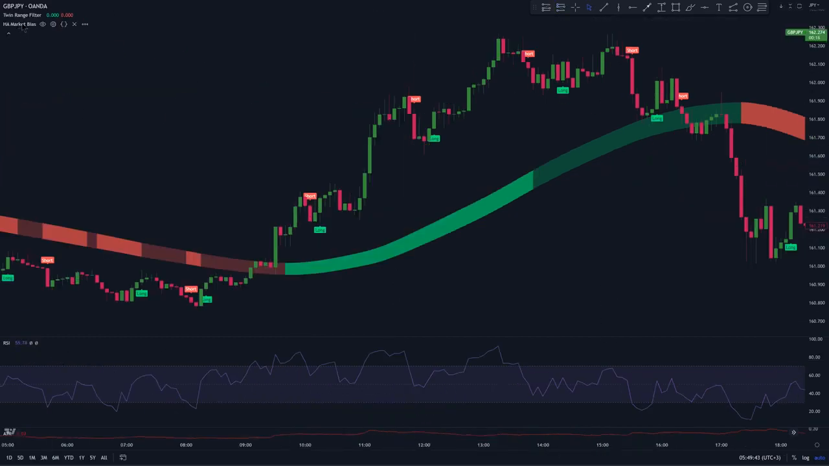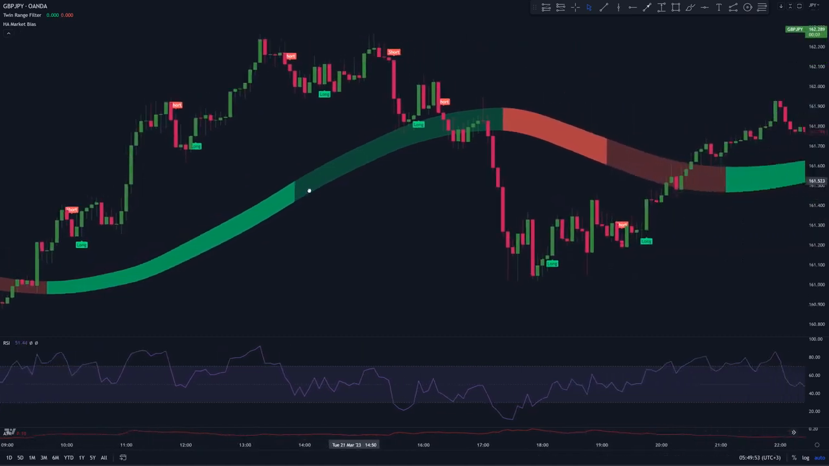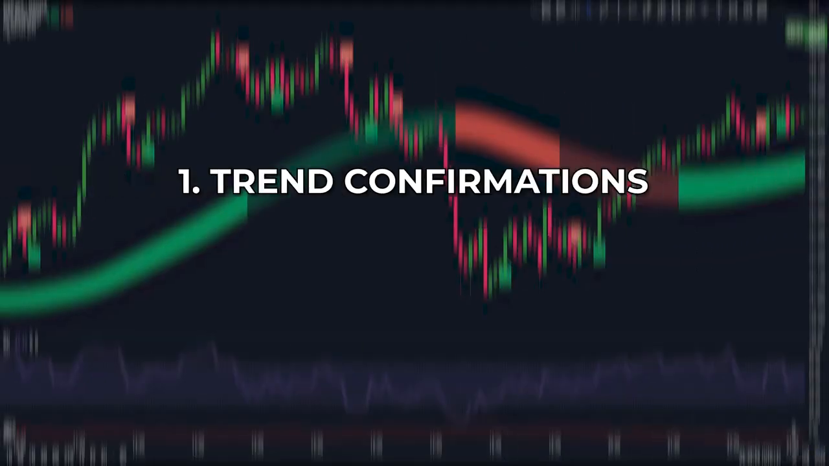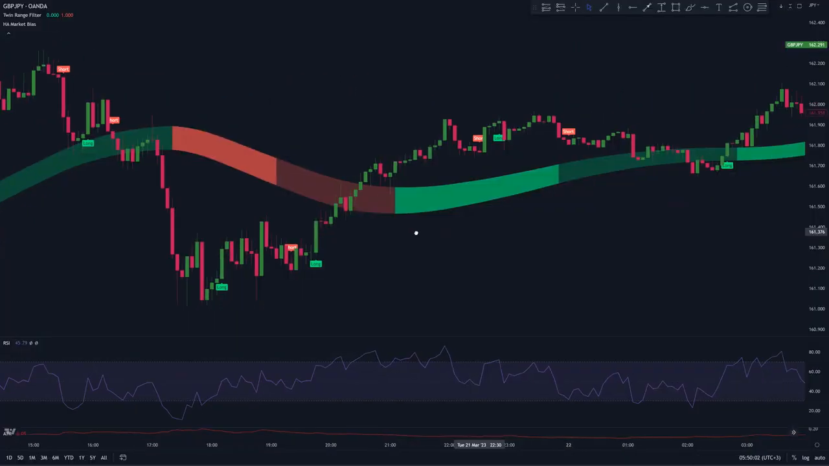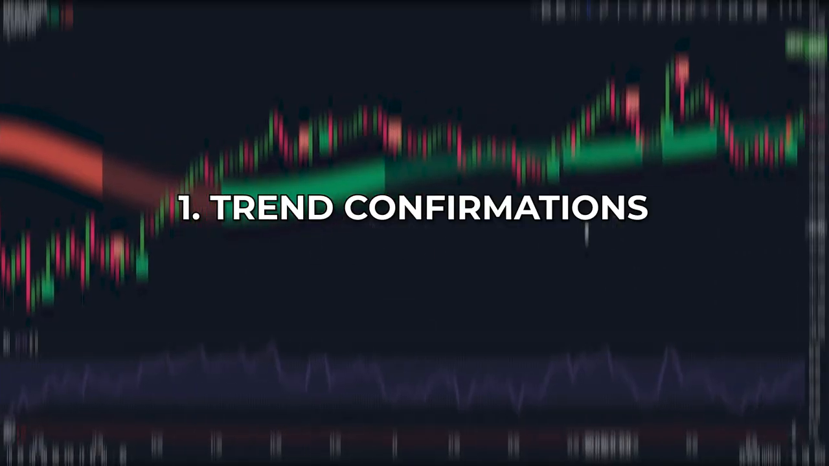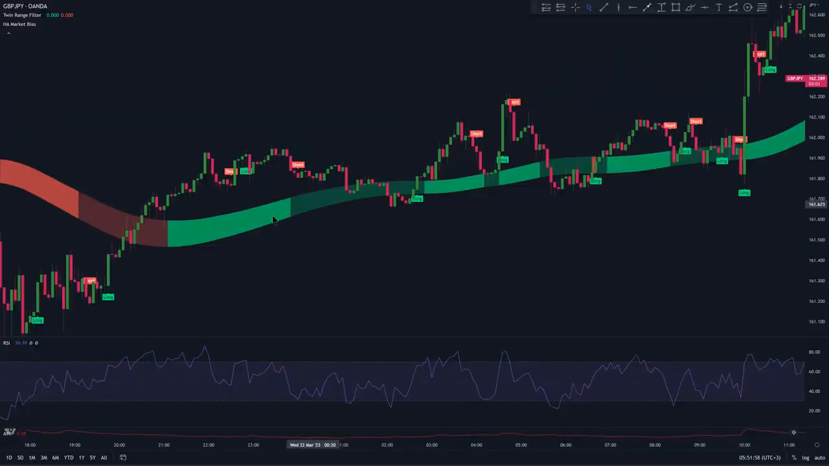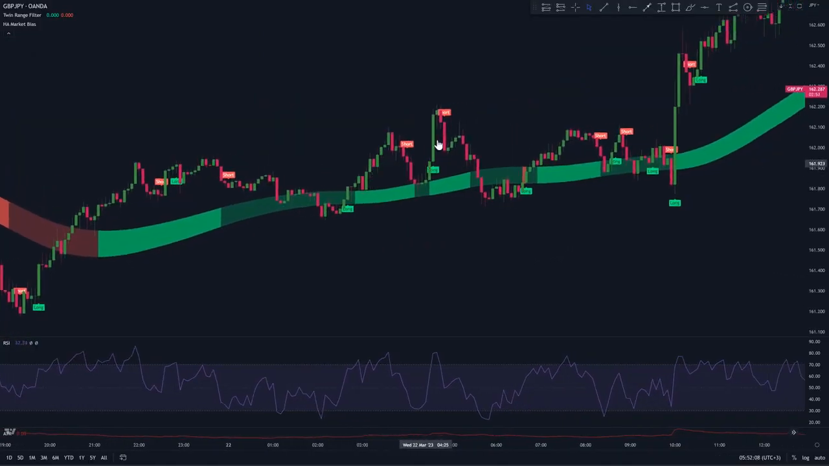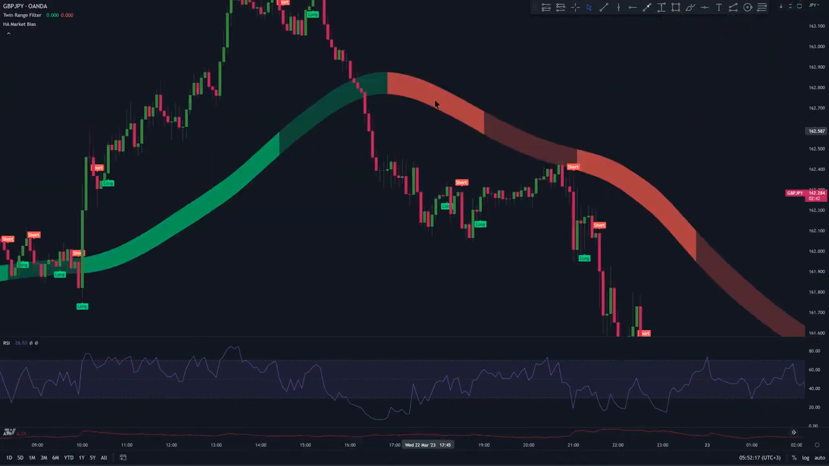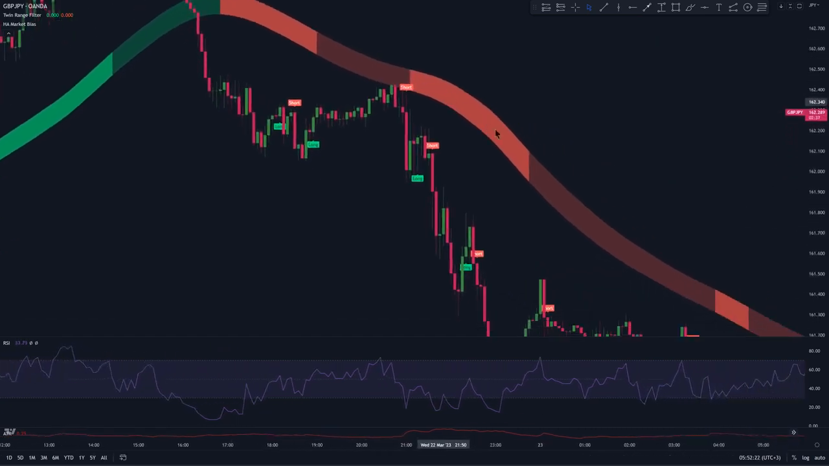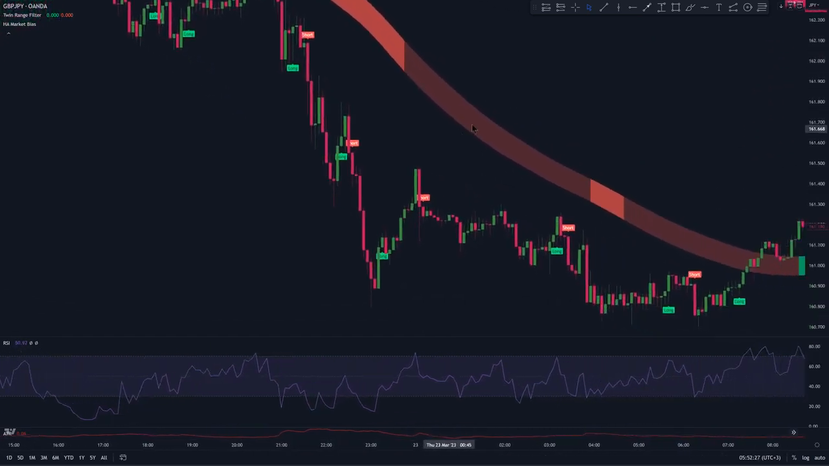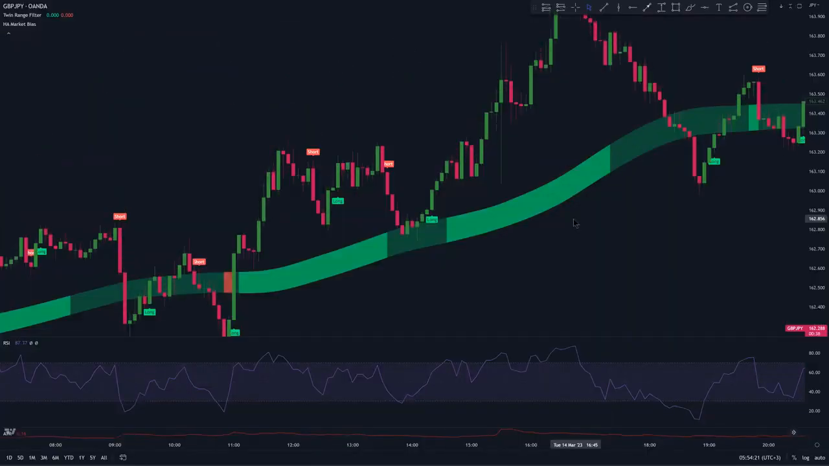The Market Bias indicator is a trend filter indicator, and we're going to be using it for 2 things: trend confirmations and pullback confirmations. For trend confirmation, here's how we're going to do it. When this trend ribbon is colored bright or dark green and the price is trading above it, that is a bullish trend. Conversely, when it's colored bright or dark red and the price is trading below it, that is a bearish trend.